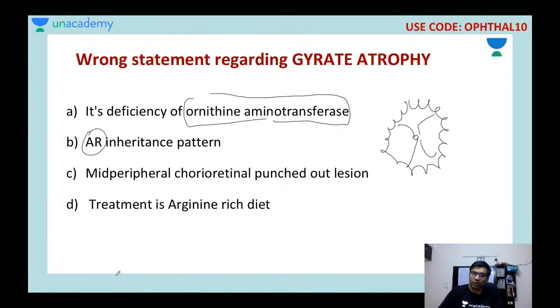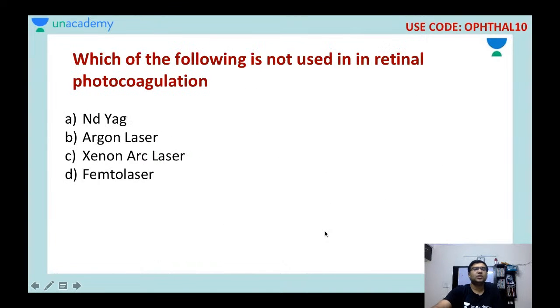Okay, and because this is an ornithine aminotransferase deficiency, you basically give an arginine free diet in these patients. So the answer is D here. You do not give an arginine rich diet, you give an arginine free diet in these patients. Is it clear? Okay, chalo, let's move to the next question.